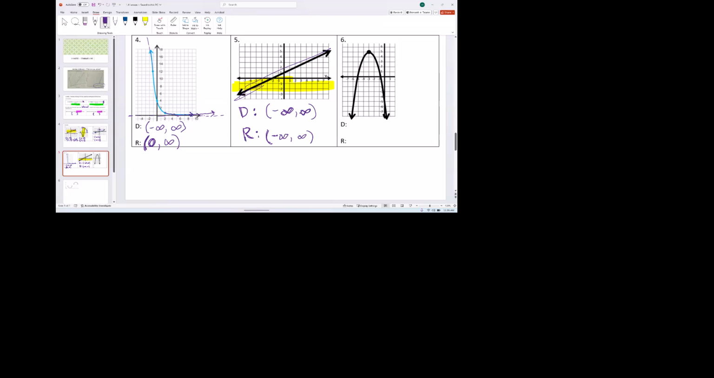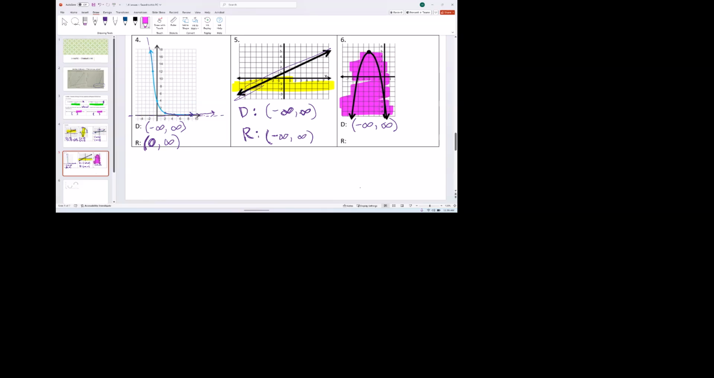Parabola. Good job. So parabola, let's look at the domain. So will this graph keep getting wider and wider? Yes. Yes, it will. So will it eventually go forever to the left and forever to the right if it keeps getting wider? Yes. So it's going to cover the entire x-axis. So the domain is negative infinity to infinity. Okay, now the range. Lowest y value.